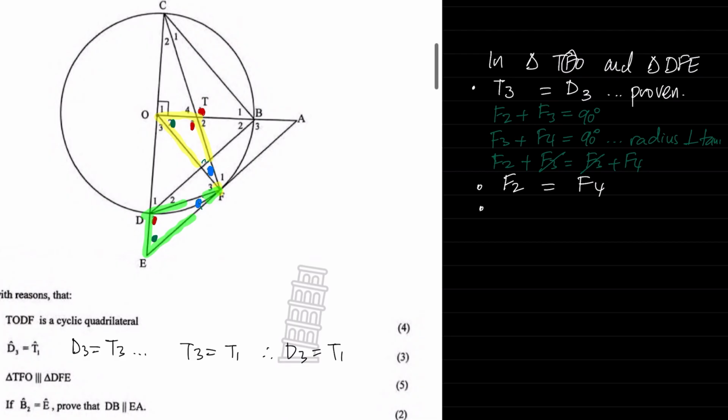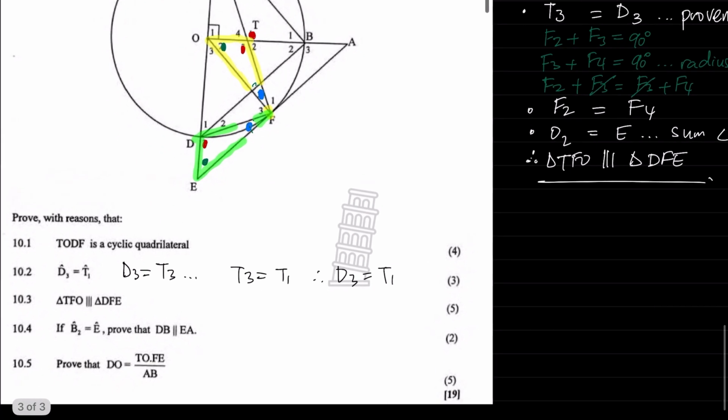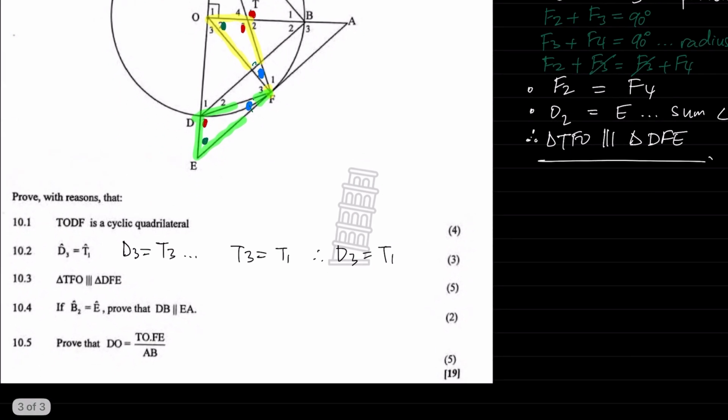So let's write that down. O2 is equal to angle E, and that's going to be some angles in a triangle. Okay, and then we can say therefore triangle TFO is similar to triangle DFE. Okay, let's move on. If B2 is equal to E, prove that DB is parallel to EA.